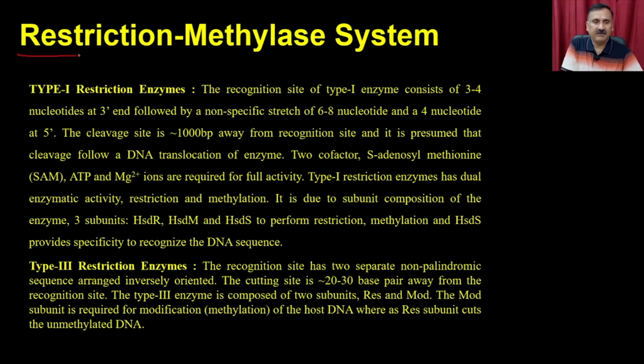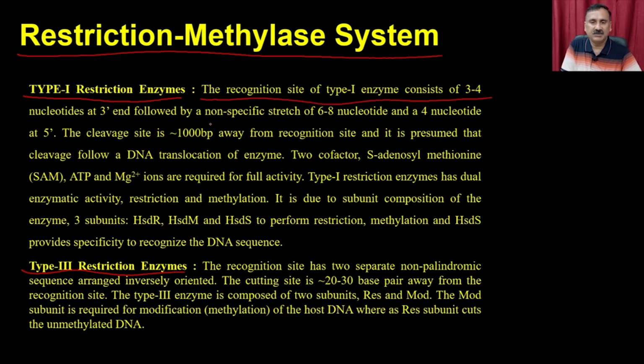We can have different types of restriction enzymes. We can have the type 1 restriction enzyme, the type 3 restriction enzyme, and the type 2 restriction enzymes. The recognition site of the type 1 restriction enzyme consists of 3 to 4 nucleotides at the 3' end, followed by a non-specific stretch of 6 to 8 nucleotides and a 4 nucleotide stretch at the 5' end.